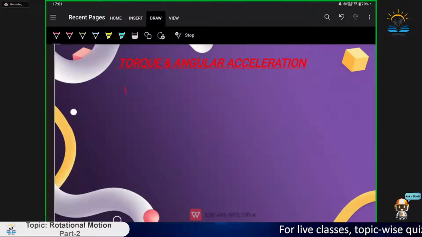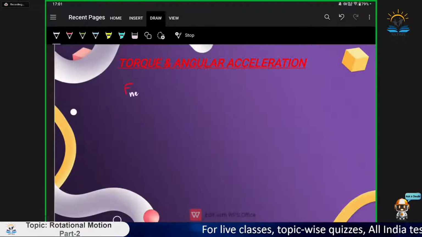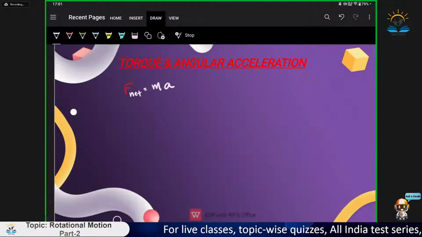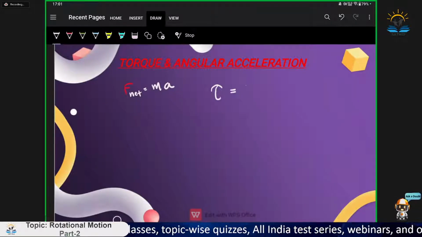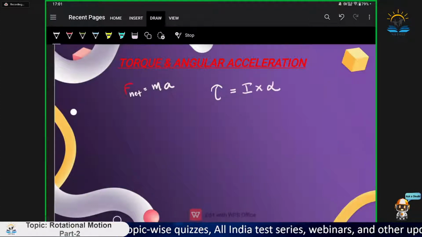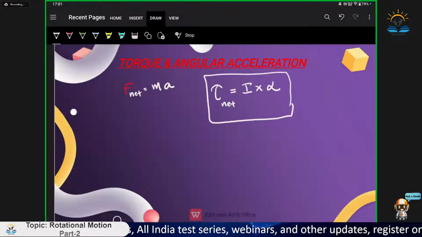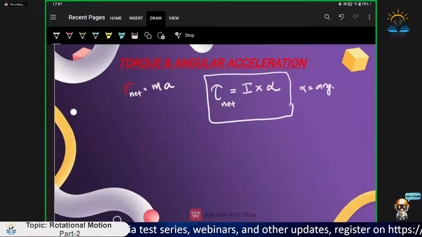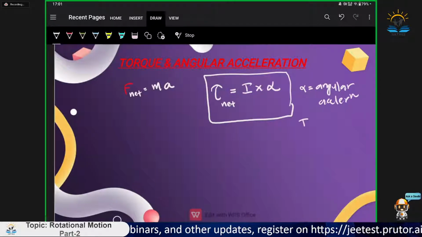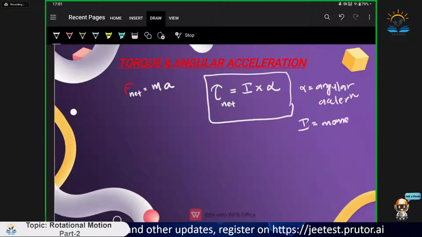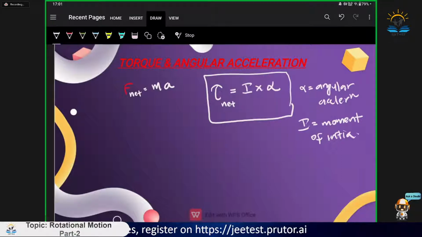Likewise in kinematics, we studied F net equal to M into A. The same way we can write torque equal to I into alpha, or torque net equal to I into alpha, where alpha is angular acceleration and I is moment of inertia.